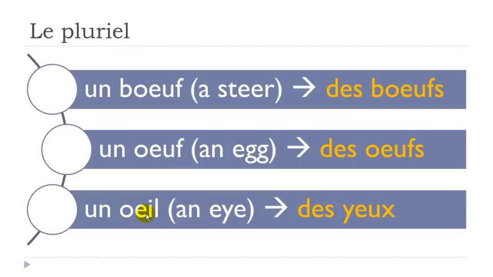And then the last one, this is probably the most strange one. Un œil, des yeux, okay? Don't pronounce the final X as usual. Des yeux, all right?